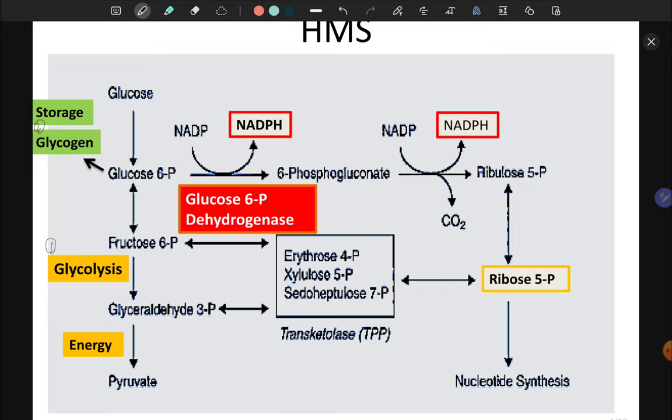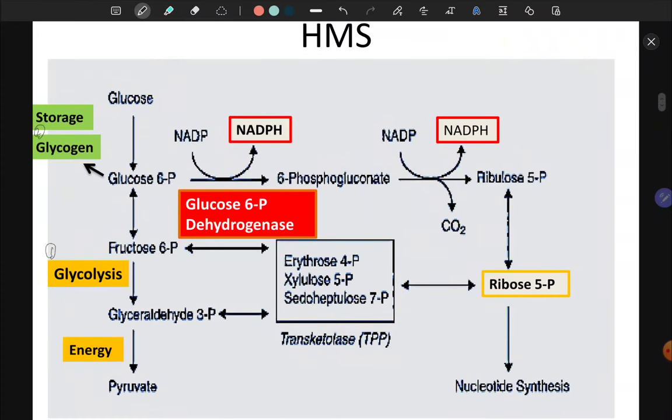G6PD, okay? Glucose 6 phosphate dehydrogenase. This is the major enzyme in this cycle. You have to know it because there is a disease associated with this enzyme. If it is deficient, what will happen? It converts glucose 6 phosphate to 6-phosphogluconate.